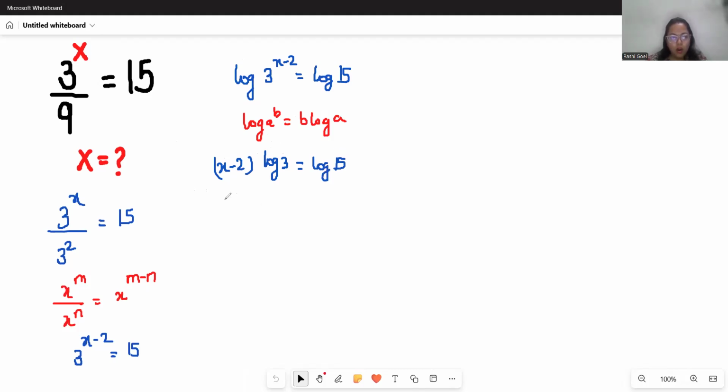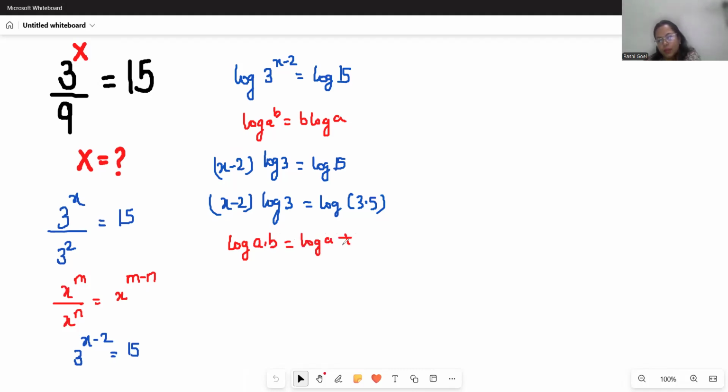Now this log 15, I can write it as log 3 times 5. Now, the new rule is log a times b, we can write it as log a plus log b. So, this becomes x minus 2 times log 3 equal log 3 plus log 5.